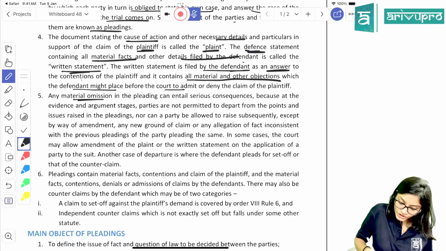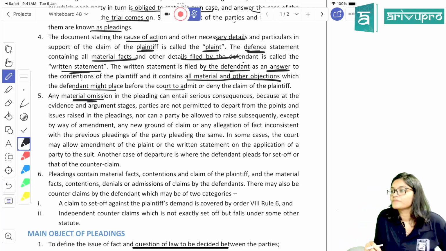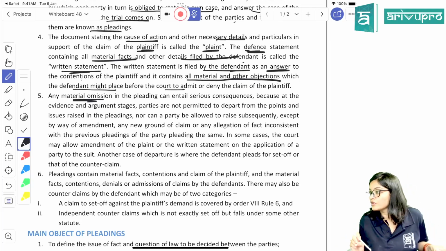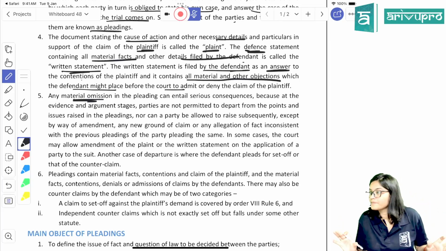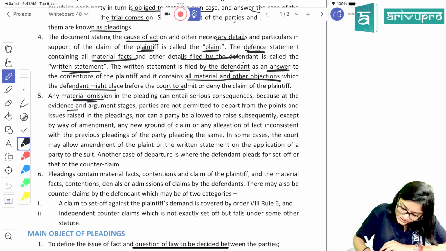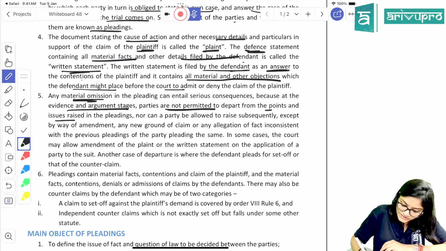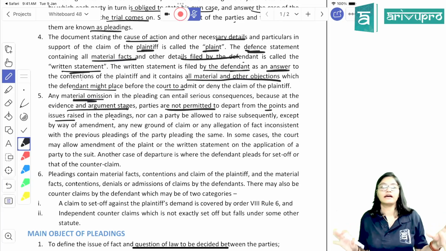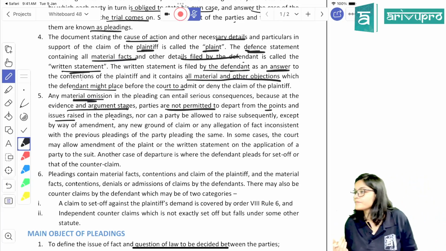Any material omission in the pleading can entail serious consequences. If you remember, we have discussed that if you don't give proper documents, proper facts, later on, subsequently, you are not allowed, right? So that means it has a serious consequence. These pleadings are not for time pass. Because at the evidence and argument stages, parties are not permitted to depart from the points and issues raised in the pleadings. You cannot raise any new point in the pleadings, or you cannot deny also, right? Or new evidences also you cannot put. You are not permitted, right?